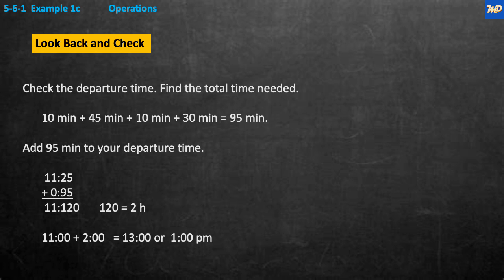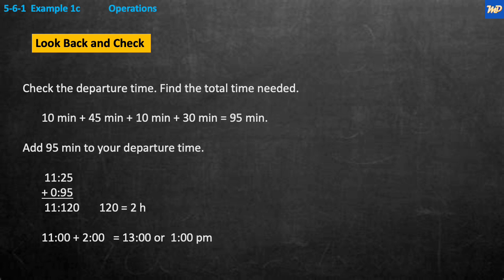So we've added up all of our times going forward, or we defined the times going forward. We subtracted them from the end point in reverse order so that we could find out when we're going to leave the house. And now it's time to find out if we leave the home at 11:25, will we be at the ballpark, in our seat, watching the game at 1 o'clock? So it says, check the departure time and find the total time needed. Well, we know the departure time.